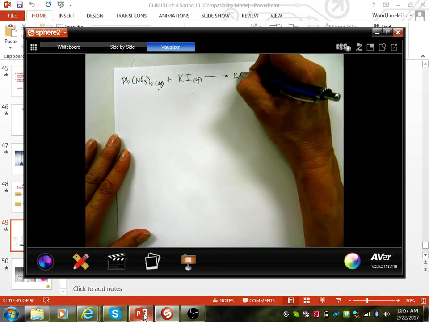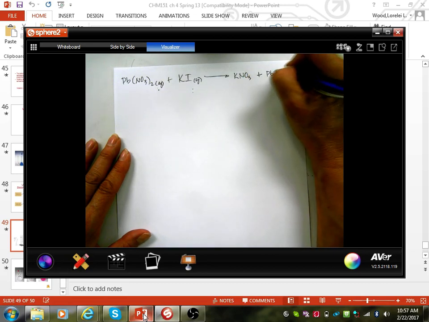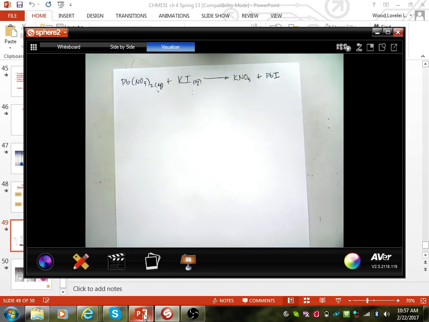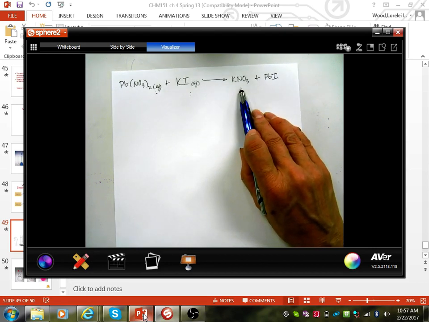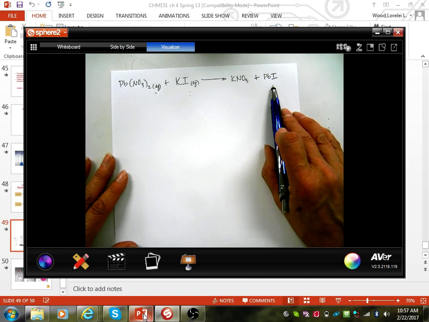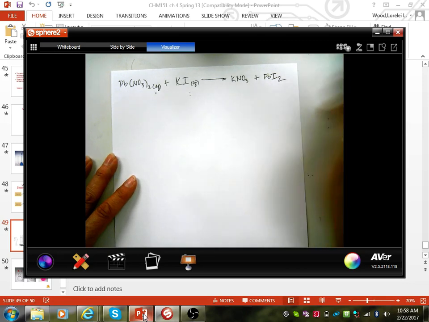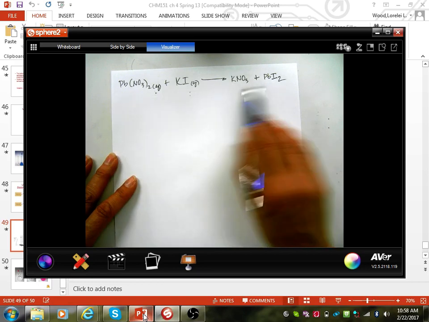What we get as products is potassium nitrate, and the other product is lead iodide. Now, are those the correct nomenclature for those two compounds? How about this one? Is that correct nomenclature for potassium nitrate? It is. Is that correct nomenclature for lead iodide? Not so much. I've got to fix that. PbI2, and that's because the ions retain the charges they have as reactants when you make products.